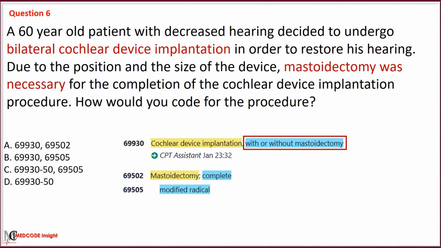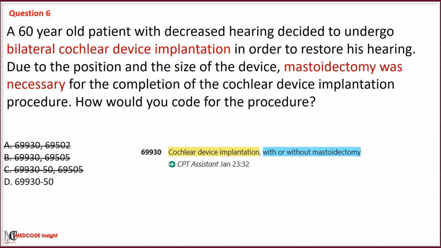In this scenario, bilateral cochlear device implantation with mastoidectomy is being performed. The CPT code 69930 is used for cochlear device implantation and it already includes the mastoidectomy as part of the procedure. Therefore, we don't need to code the mastoidectomy separately. So we eliminate options A, B, and C as they incorrectly include a separate code for the mastoidectomy. For bilateral cochlear device implantation with mastoidectomy, the correct option is option D, with code 69930 along with modifier 50.